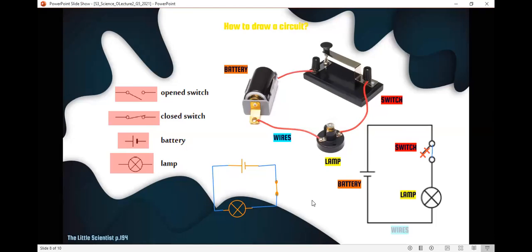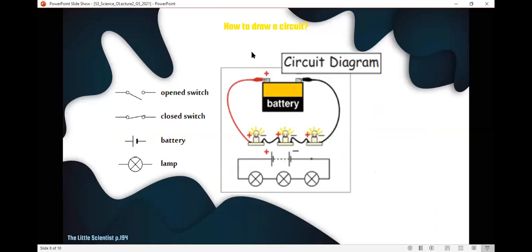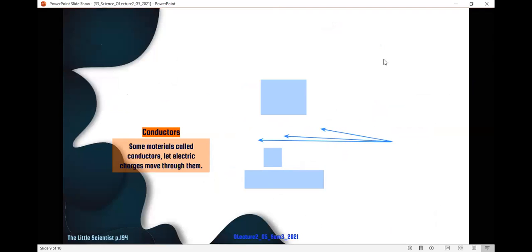رح ناخد another example. Here is a diagram. Here is a circuit. بهيدا السيركت في عندي a battery وفي عندي 3 lamps next to each other. فشو بعمل؟ برسم 3 lamps next to each other وبرسم a battery و I connect them together. هيدي هي. We're almost done.